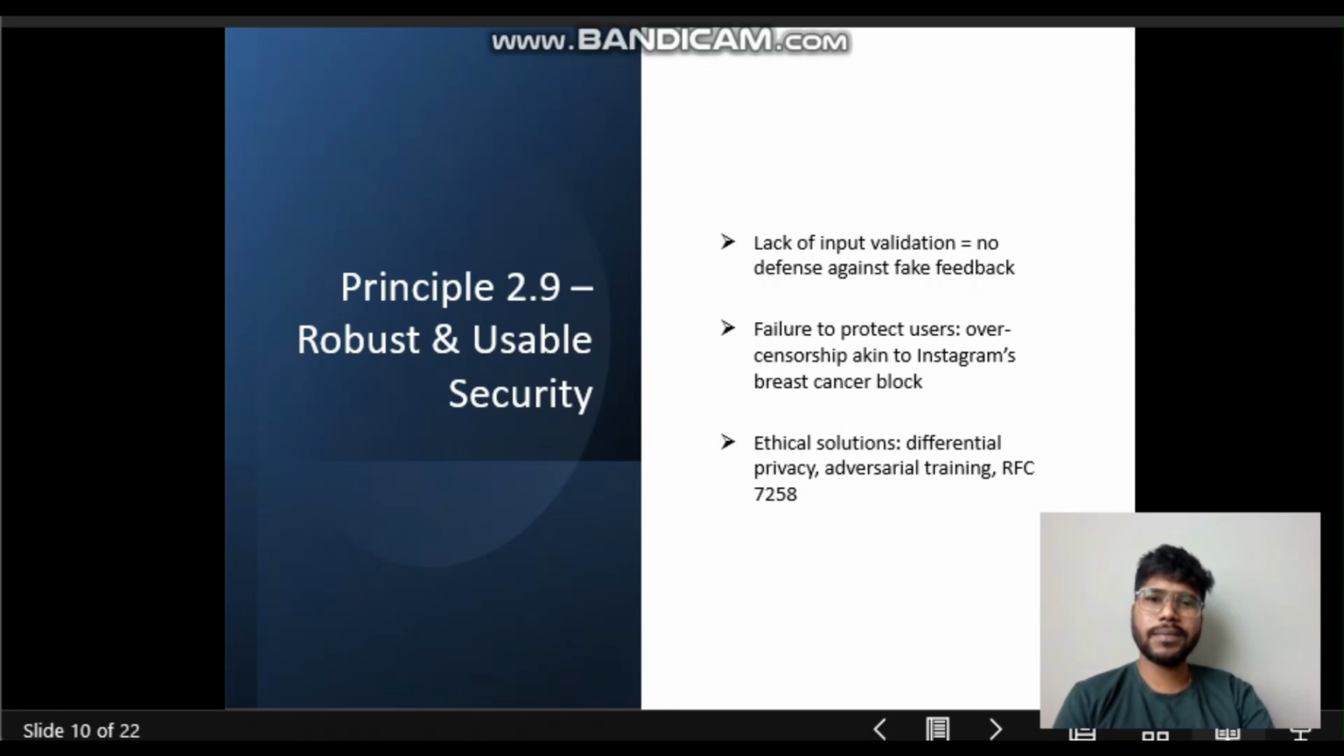The second is failure to protect users. The system's lack of security harmed users. For example, as I remember, back in 2021, Instagram's algorithm mistakenly censored posts by breast cancer awareness groups, which sparked outrage among survivors, everywhere. So Blocker Plus overblocking similarly harms users by silencing legitimate voices.